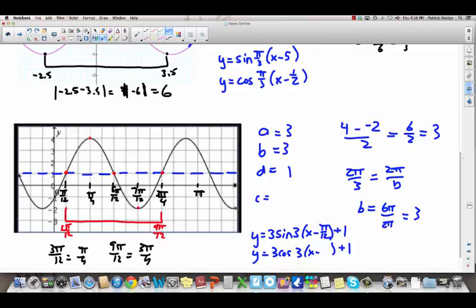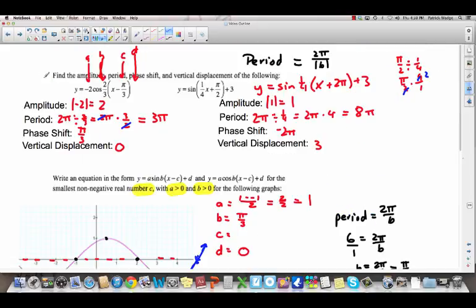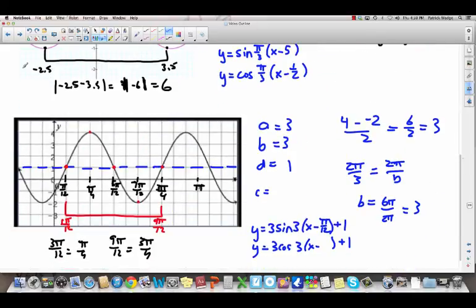Okay, for cosine, remember we're looking for when does it move down from its maximum value? Where's the first time it's moving down from its maximum value? Oh, I think the first time it's moving down from its maximum value is right here. So how much has been shifted over? It's been shifted over pi over 4.